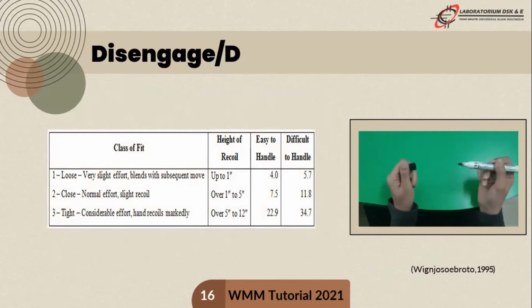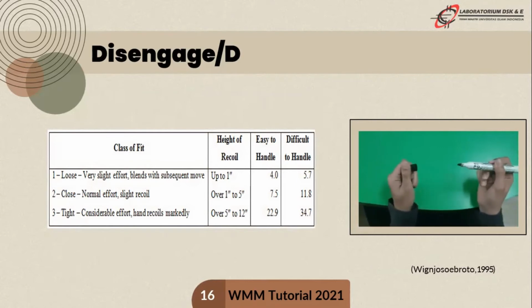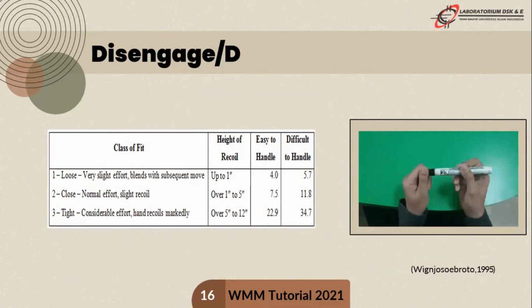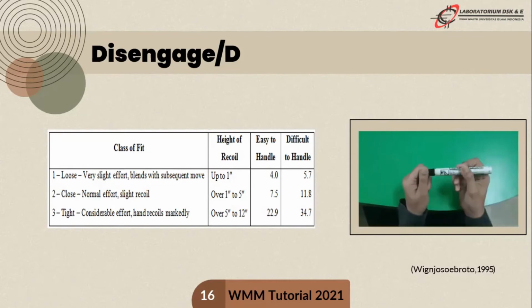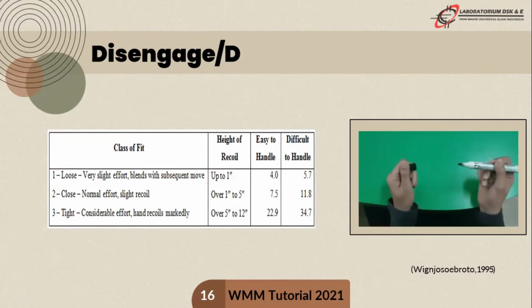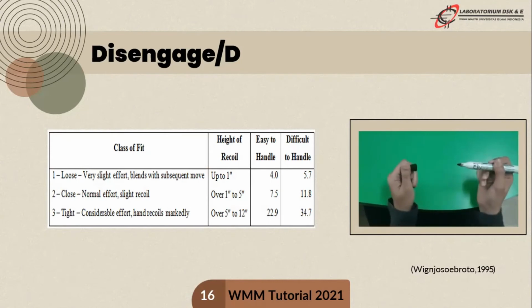Disengage. There are 3 cases: loose, close, and tight, which refer to loose, very slight effort, close, normal effort, and tight, considerable effort. In disengage, there are additional aspects that we have to consider. There is recoil. If it is up to 1 inch, it's considered loose. If it's over 1 inch to 10 inches, it's considered close. If it's over 10 inches to 12 inches, it's considered tight disengage. And there are also easy to handle and difficult to handle. As I mentioned before, you have to ask the operator whether the activity is easy or difficult to handle.